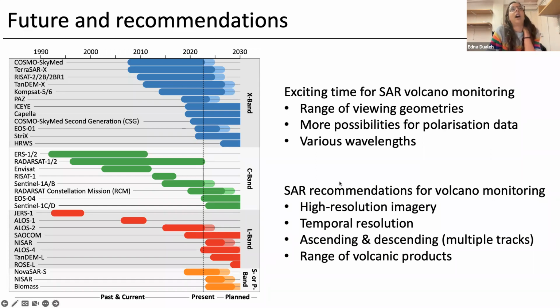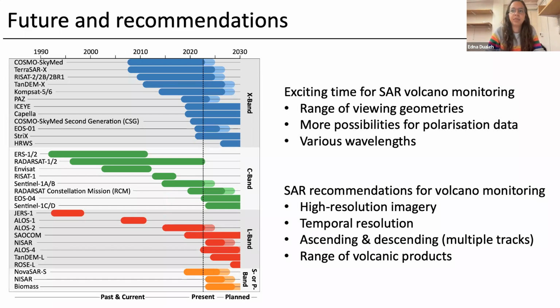So from what I've looked at, I was able to look at a lot of high resolution data, which is very useful to look at changes in the eruptions and a lot of small variations. However, some of the lower resolution satellites, such as Sentinel, were able to capture changes, especially when they were larger magnitude.